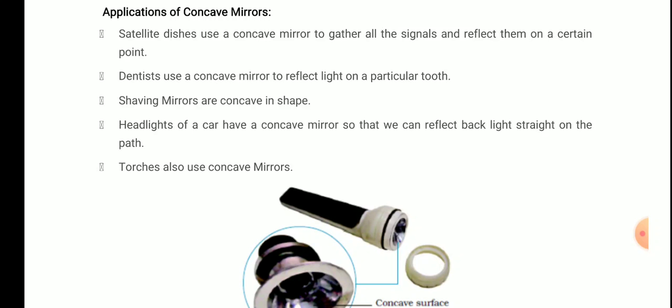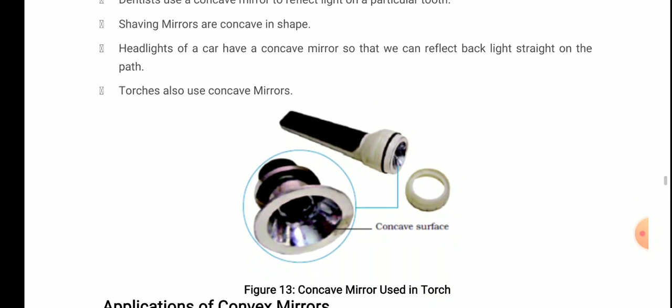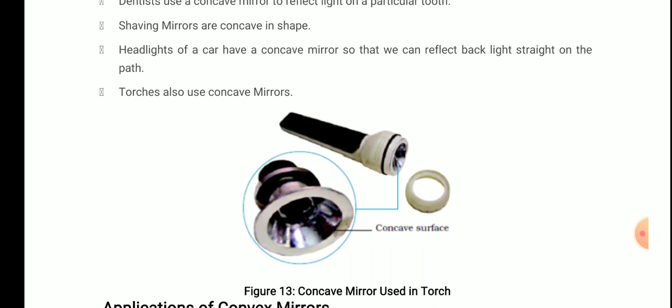The satellite dishes use a concave mirror. Dentists use a concave mirror to reflect light on a particular tooth. Shaving mirrors are concave in shape. Headlights of a car have a concave mirror so that we can reflect light straight on the path. The torches also use concave mirrors. For example, you can see the concave mirror as used in the torch.